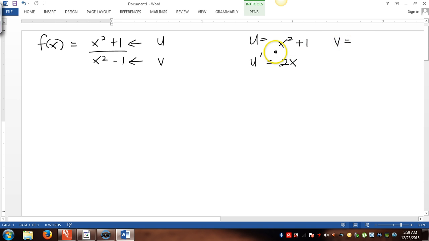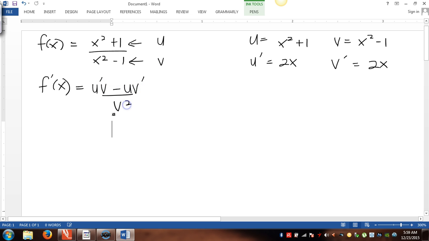Then we have v. Assign v as the denominator, so v equals x squared minus 1, and v prime should be 2x. Right? To get f prime x, we just substitute all the given information into the formula. So what is the formula? Please recall: u prime v minus u v prime, over v squared. This is your formula.